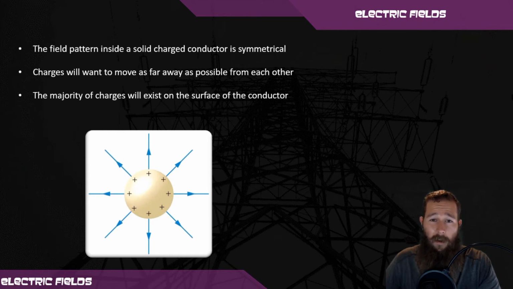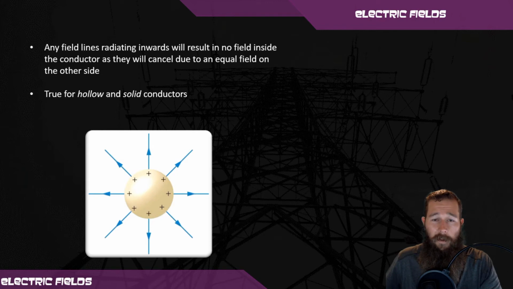Now the same with the hollow conductor. When you have a solid conductor, those excess charges want to be as far away from each other as possible, and the majority of them exist on the external part of the sphere. And again, any field that's radiating inward, so if we had a positive test charge, for example, at this point here, this charge and this charge will have a balanced force on it, and all the forces will cancel out, so that there's no electric field inside the sphere.